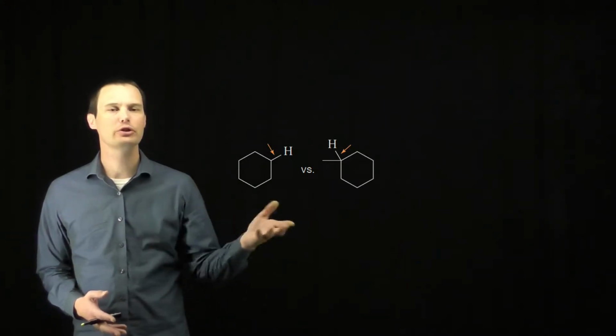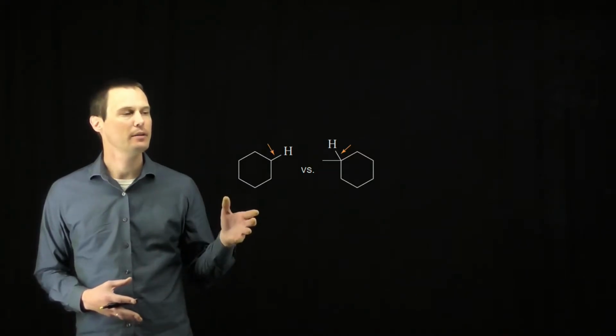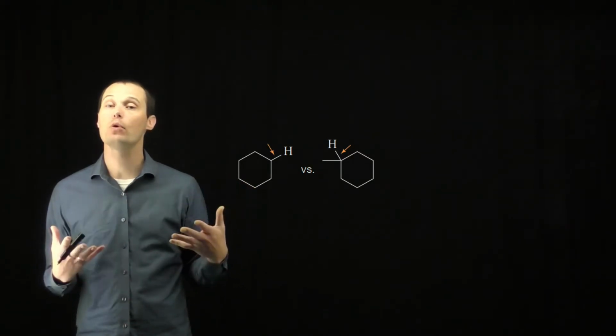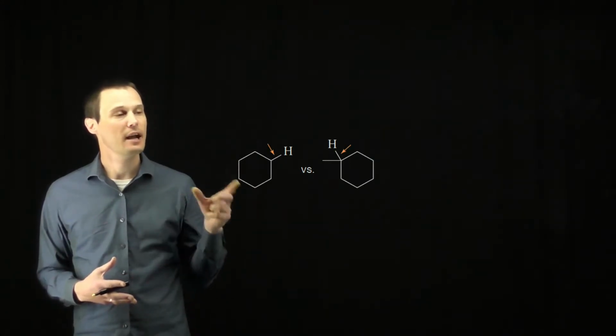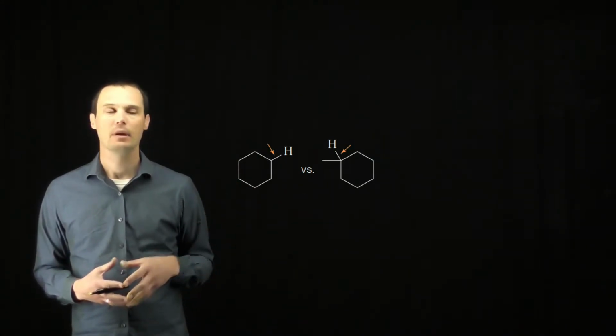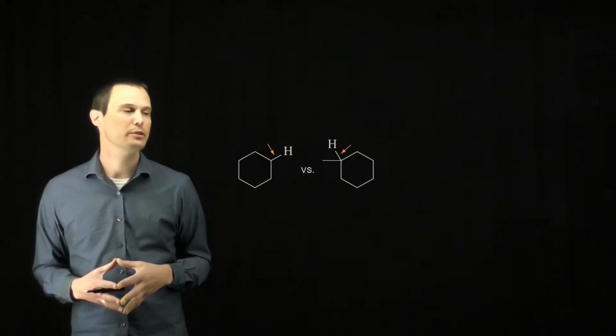The question asks us to predict which structure of this pair will have a higher bond dissociation energy. A higher bond dissociation energy means that we need more energy inputted into the system in order to break the carbon-hydrogen bond, which means that the carbon-hydrogen bond is stronger. The resulting carbon radical will be less stable as a result.